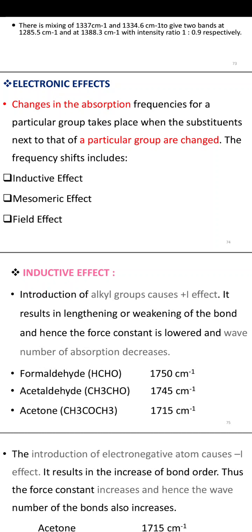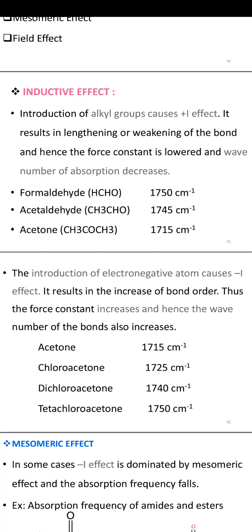You can see here the example of formaldehyde, acetaldehyde and acetone. As alkyl groups are increased, what is happening? There is a decrease in the frequency. In formaldehyde it was 1750, then in acetaldehyde you have the addition of one CH3 group, in acetone you have the addition of two CH3 groups, which is leading to a decrease in the frequency, that is 1745 and 1715.